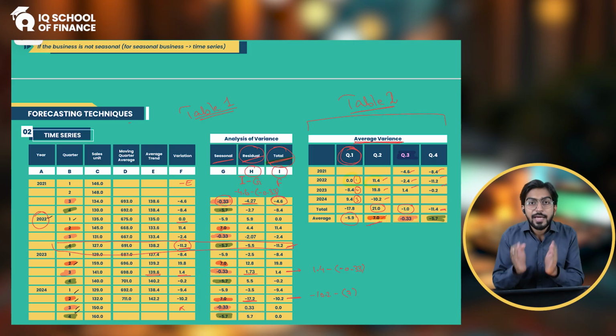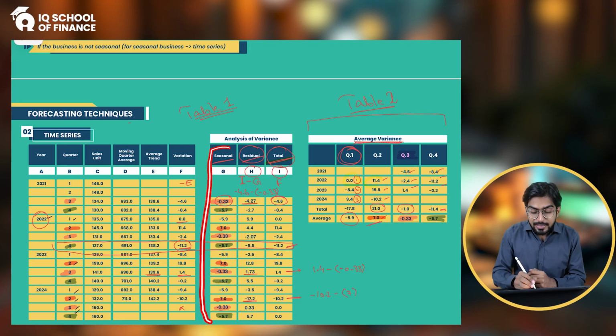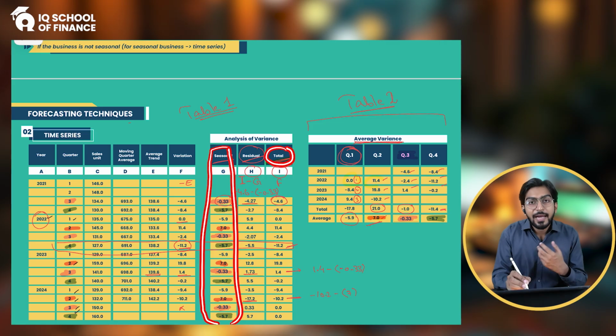So this is how time series actually helps you to separate the seasonality from the total variation, and to study how much is the impact of season and how much is the impact of your own strategy and your own performance. That is the purpose of the time series analysis.